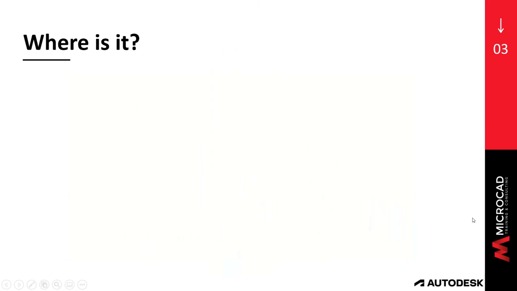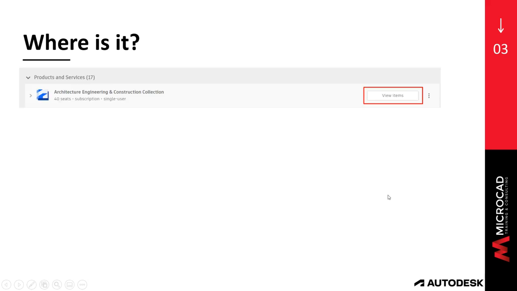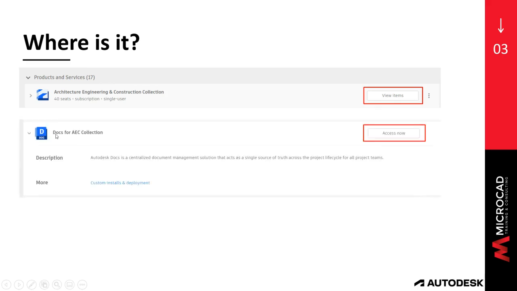So when it comes to Autodesk DOCS, the first question that we always get is, well, where is it? Because you will see, if I have the AEC collection, why can I not use DOCS? The first thing that we would like to respond today is that if you have the AEC collection, you need to go ahead to your manage account. The first thing is to make sure that you view all the items included in your account. And from there, you should be able to see the DOCS for AEC collection.